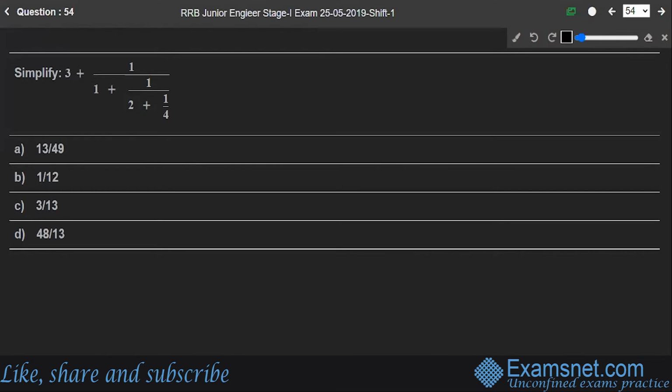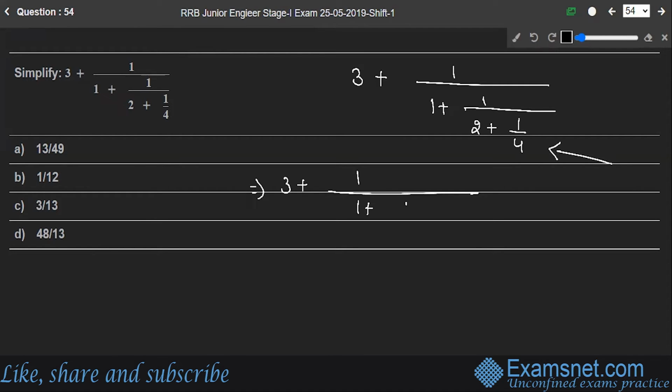Question number 54, you have to simplify this expression. This is 3 plus 1 upon 1 plus 1 upon 2 plus 1 upon 4. This is looking complicated, but this is very easy. I'm sure you can solve it. I'll start with the very first part. You will have 3 plus 1 upon 1 plus 1 upon 2. Okay, I'll take an LCM over here now. So this will be 8 plus 1 upon 4.